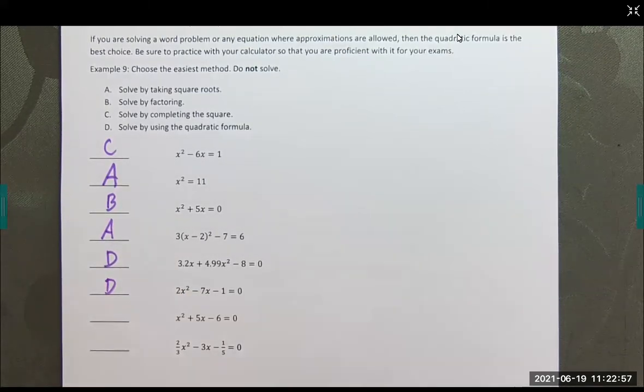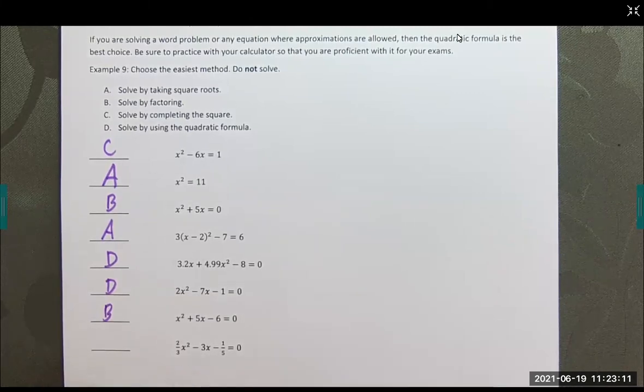Here, I can look and see this one is easily factored. This is x plus 6, x minus 1. So I would factor it. But if it was any more complicated than that, I'd probably go to the quadratic formula. With fractions like this, I would multiply through by 15. And then most likely I'd go to the quadratic formula. Don't forget, quadratic formula can always be your default. That will always work. Hope it helped.